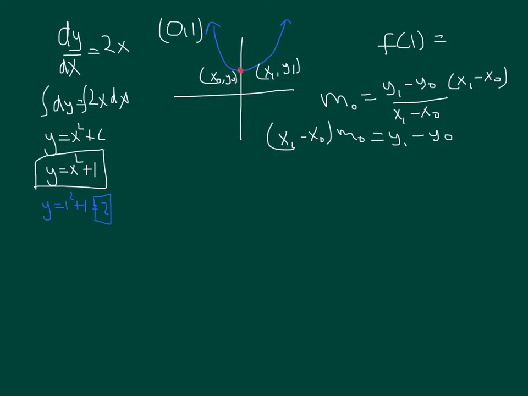And we can add y0 to both sides and rearrange it, so you end up getting y1 is equal to y0 plus the slope at 0 times x1 minus x0. And so what we notice here is that if we want y1, we can use the previous y value plus the slope at the previous point and the difference between the x values.